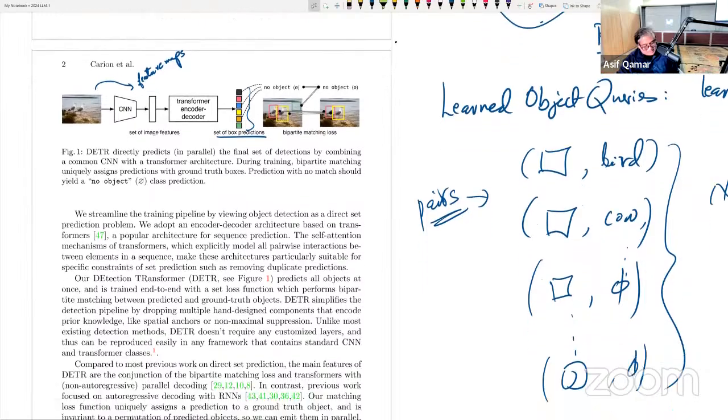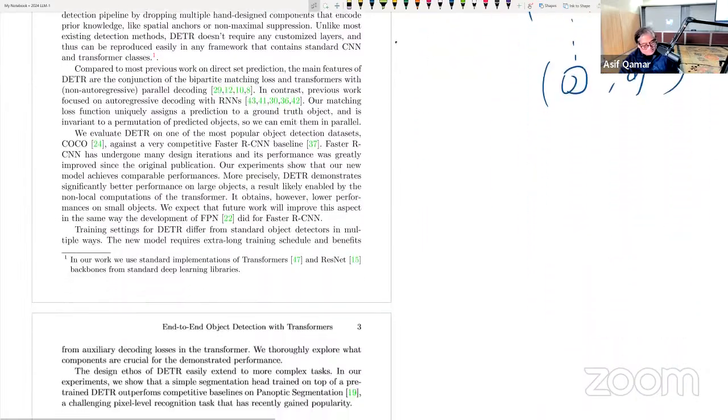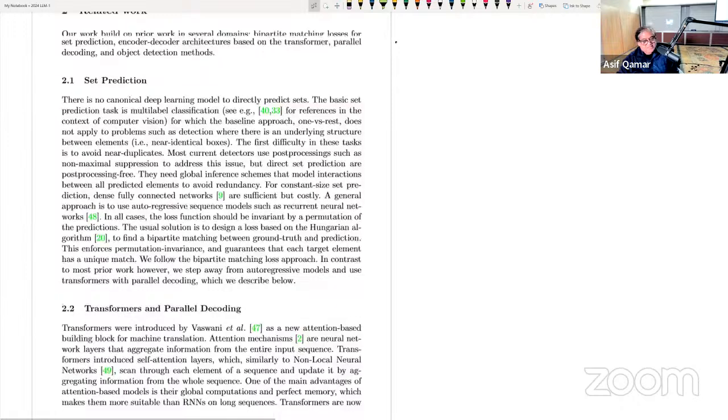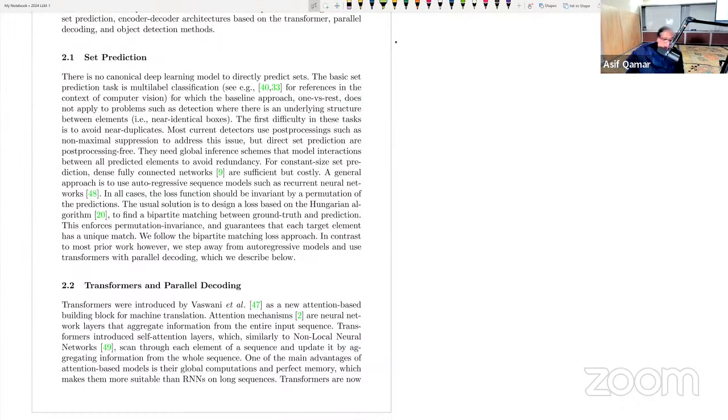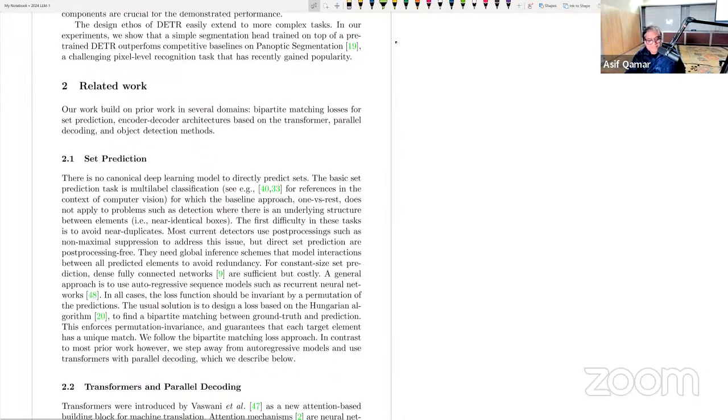So now, we compare to our previous work, blah, blah, blah, we'll ignore all of that. Related work basically says ignore that. Now, let's go to set prediction. The set prediction is important. There is no canonical deep learning model to directly predict sets. This is a fact. What do machine learning models do? They predict either a class, probability of something, or they produce a number, regression. But you don't have a canonical. What does the word canonical mean?